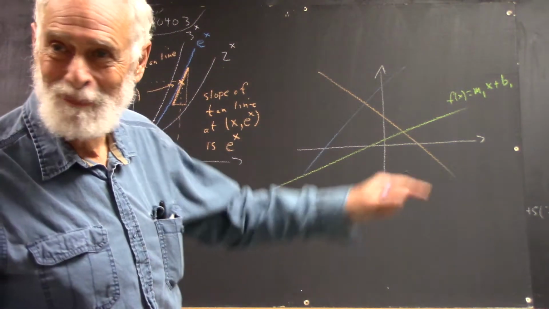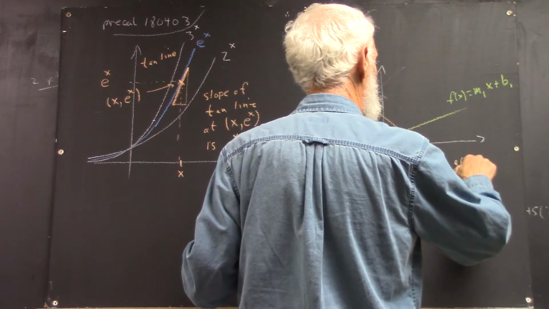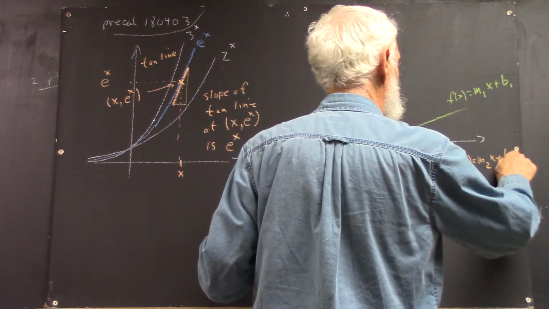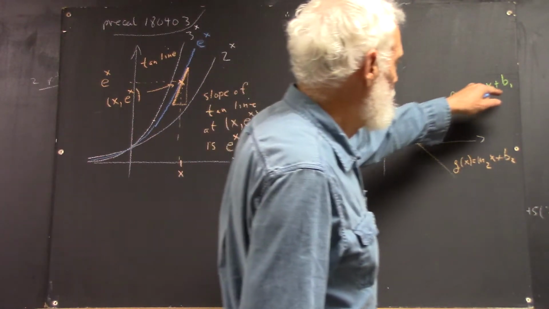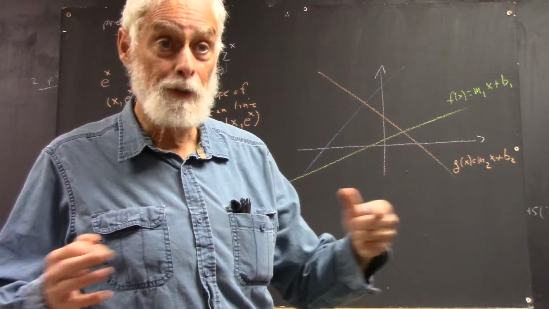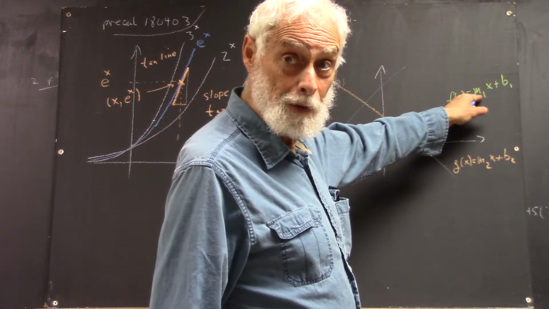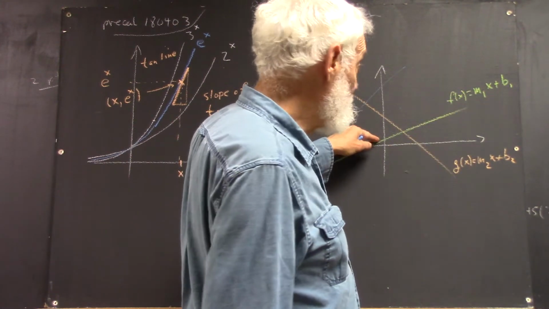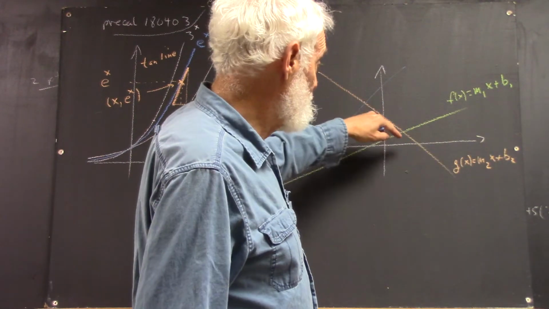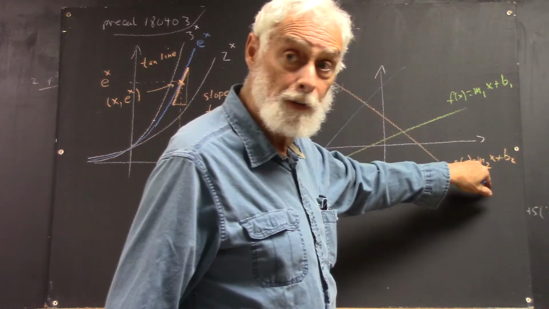So this one I'm going to call g of x, and I'm going to call it m2x plus b2. Now, m1 and b1 and m2 and b2 are unrelated numbers, but they're just numbers. Whatever the slope of this line is, that's what m1 is, right? Whatever the y-intercept of this graph is, that's what b1 is. And whatever the y-intercept of this graph is, that's b2. Whatever the slope of this graph is, that's m2, right?